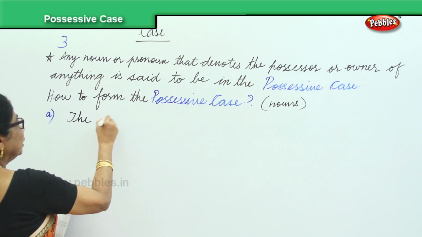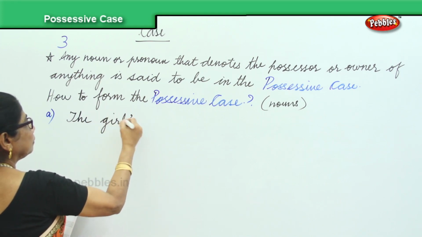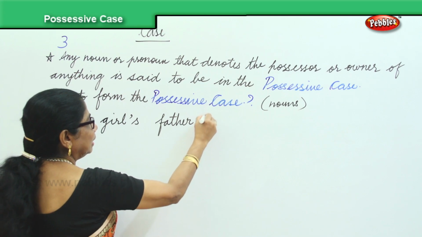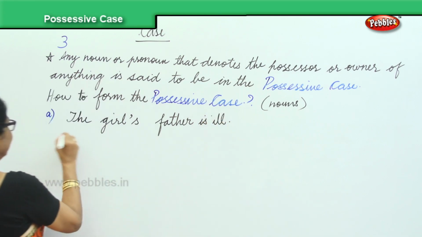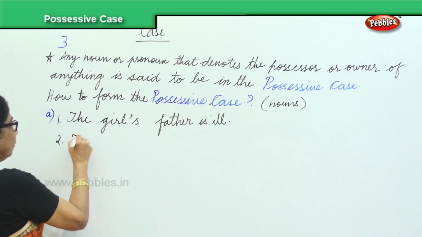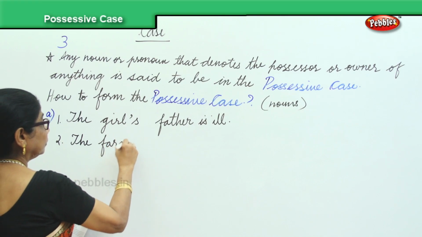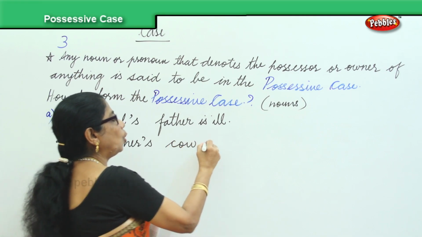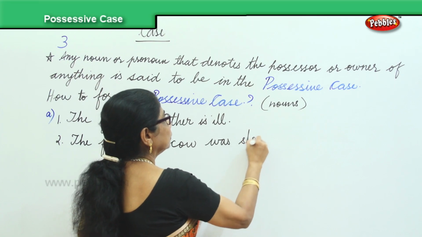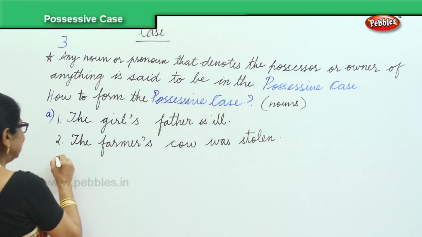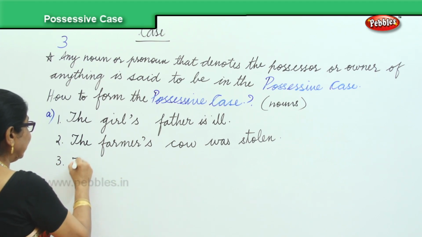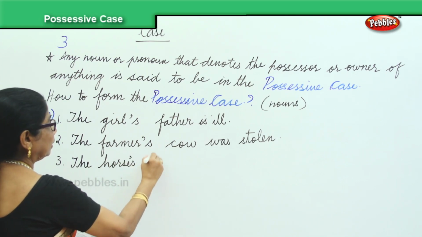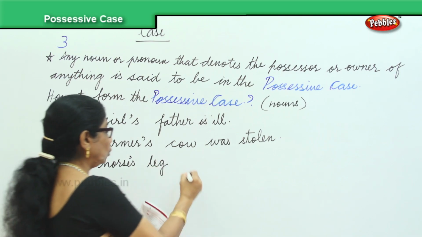The girl's father. The girl's father is ill. Okay. Next we have the farmer's cow was stolen. Look at the nouns in all these three sentences. The horse's leg. The horse's leg was broken.